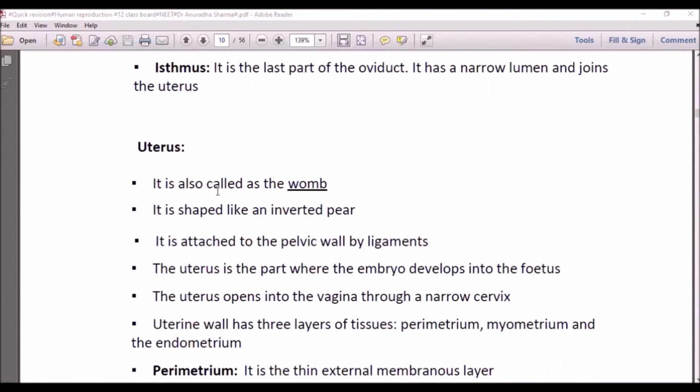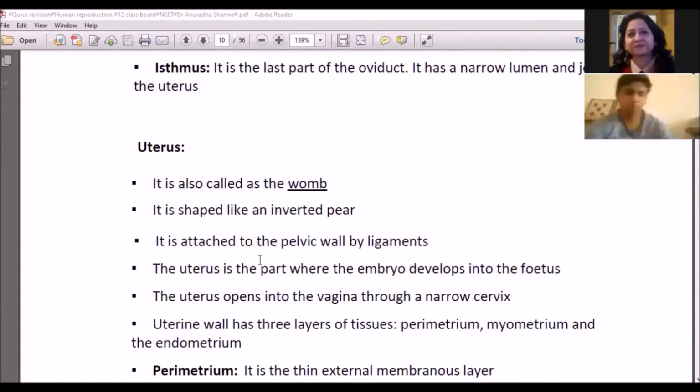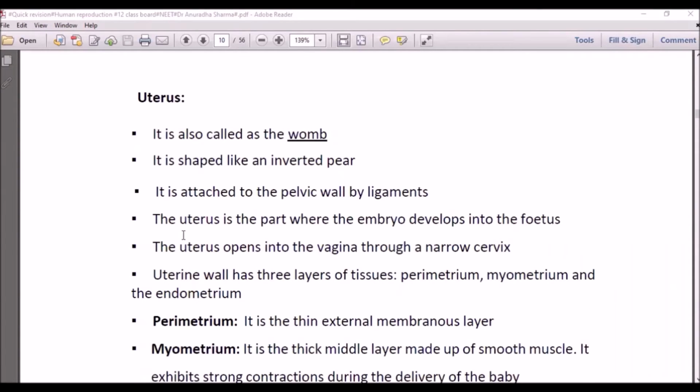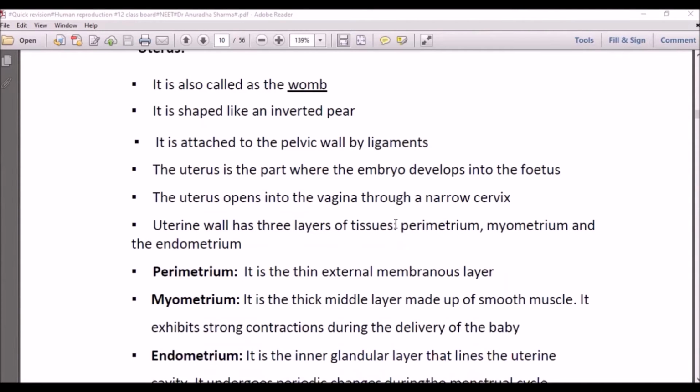The uterus is also known as the womb, and it is in the shape of an inverted pear. Now it is attached to the pelvic wall by ligaments. This uterus is the main part where the embryo or fetus will develop. So this embryo will move to the uterus, be implanted in the endometrium, and develop in the uterus for 9 months. Now this uterus opens into the vagina.